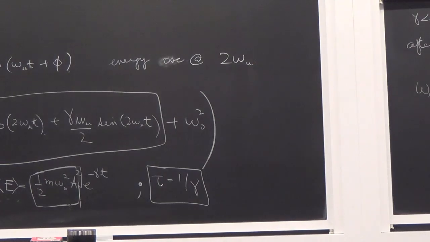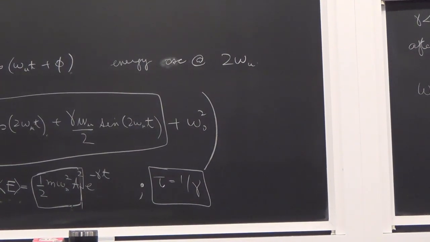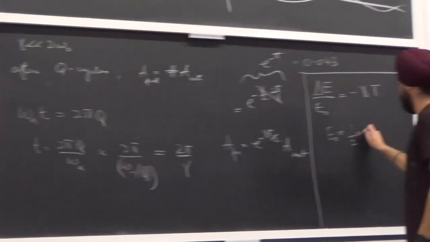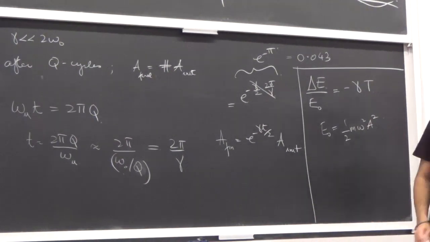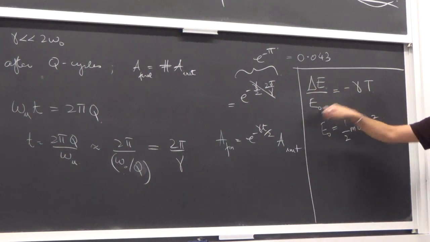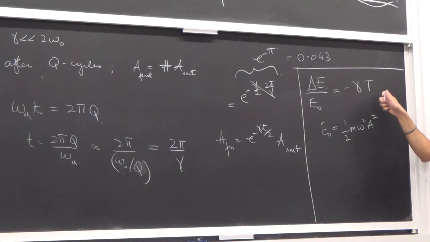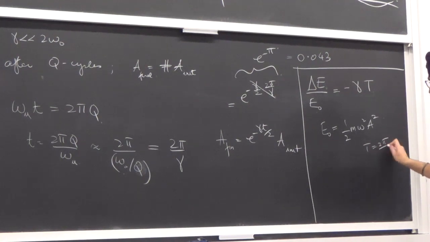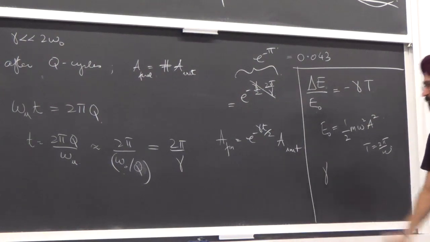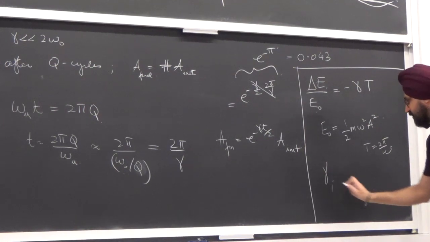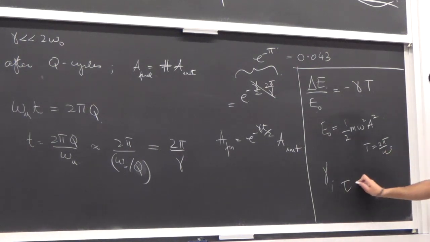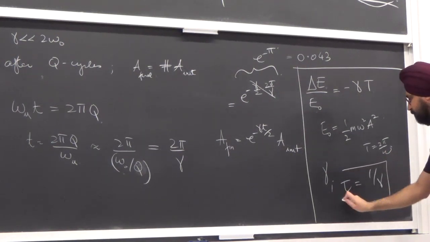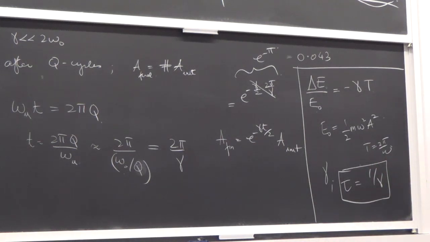Now I have delta E. E naught is just 1/2 m omega squared A squared, the energy of the oscillator to start off with, which damps. The fractional change depends on gamma. T is just 2 pi over omega. Delta E found up there. Plug it back in, get the value of gamma. Once you get gamma, the characteristic time, tau, was 1 over gamma. You can all work it out. It's just a matter of plugging numbers into equations.